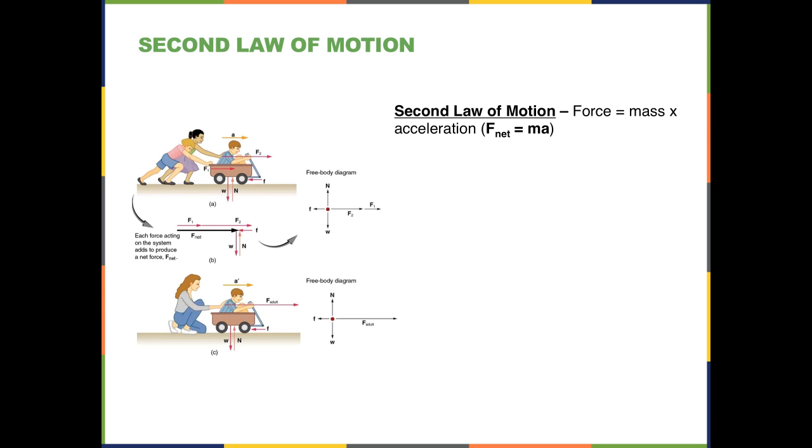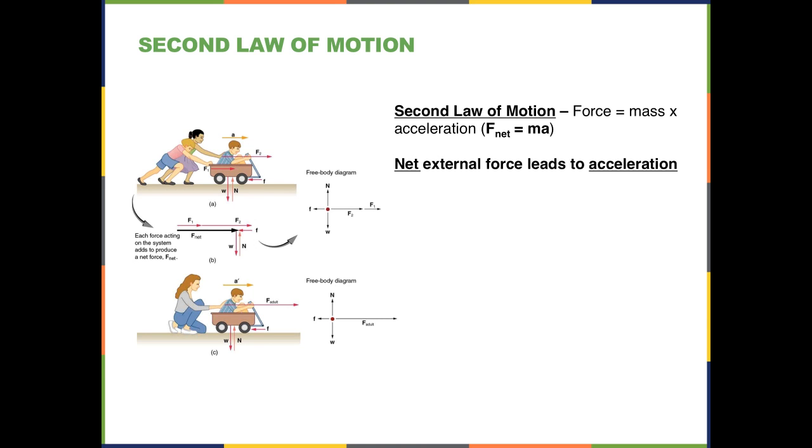Similarly, the second diagram shows a single individual pushing a person in a wagon, and it is meant to represent the fact that the single larger individual, if she exerts an equal force to the two smaller individuals combined, results in the same net force and the same acceleration.